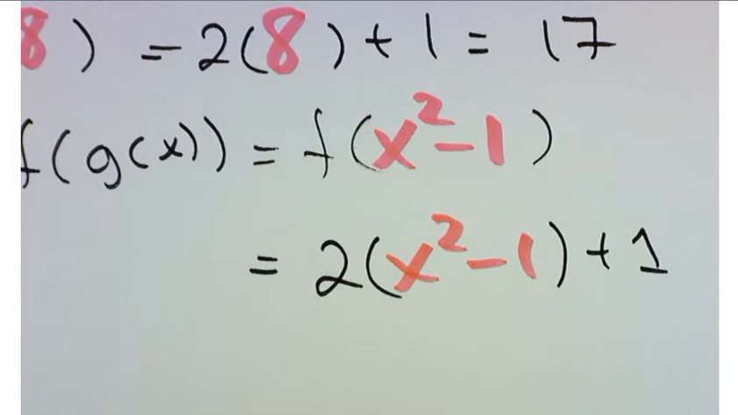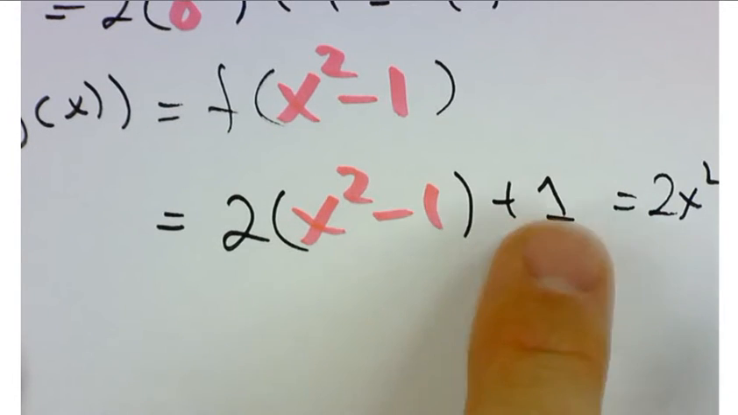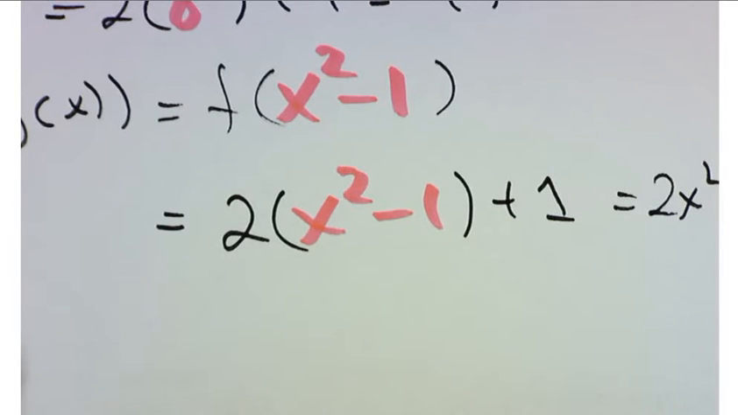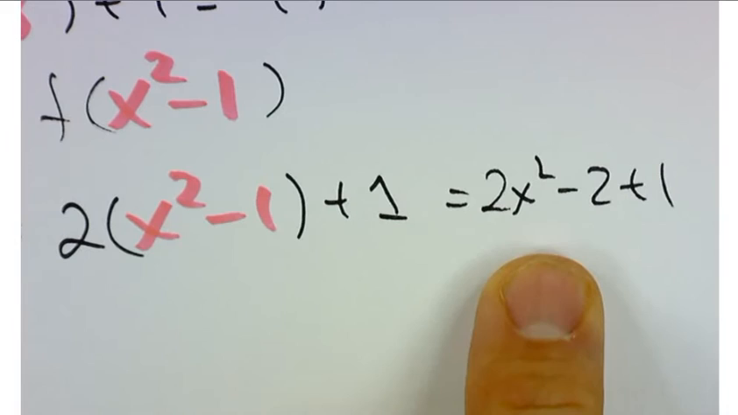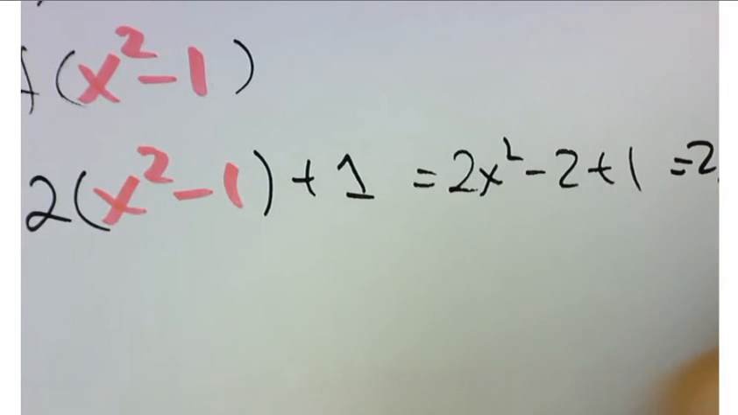And if you distribute, you get 2x squared minus 2. Does that 2 distribute to the 1 over here? Or is it just distributed to those two terms? Just those two. So 2x squared minus 2 plus 1, or better yet, 2x squared minus 1.